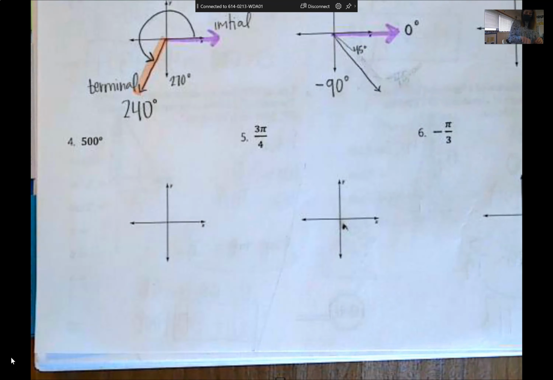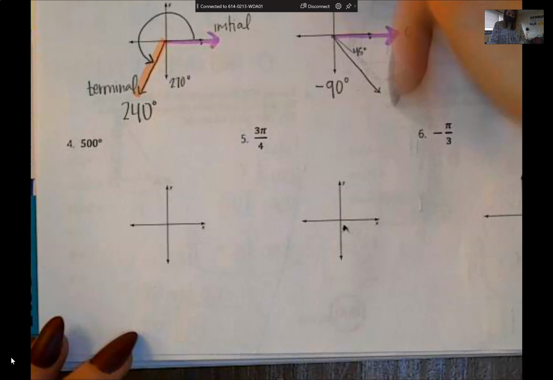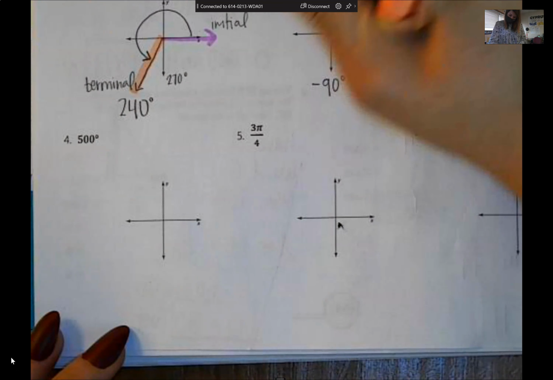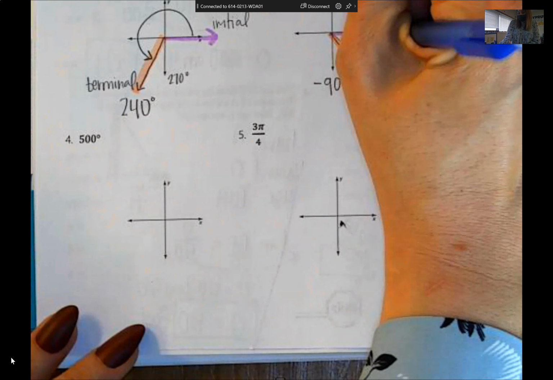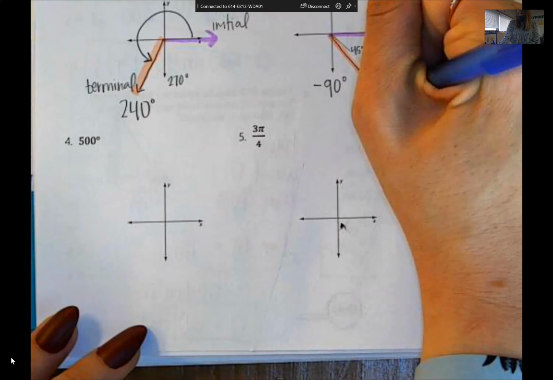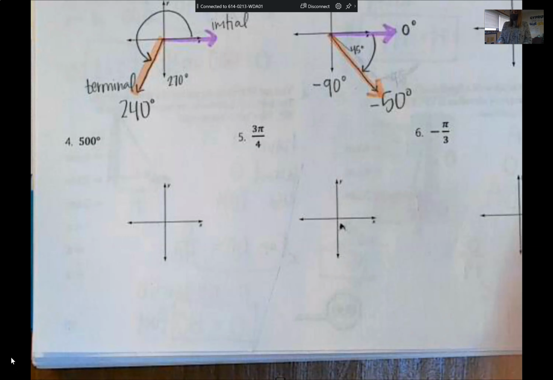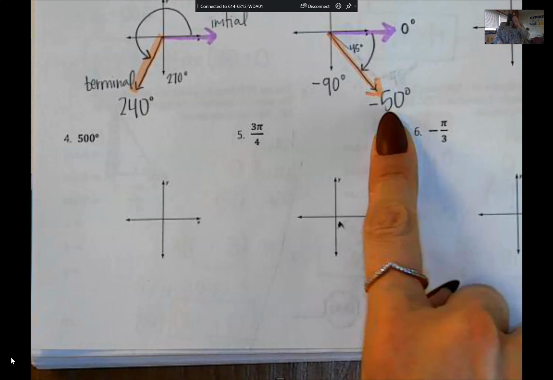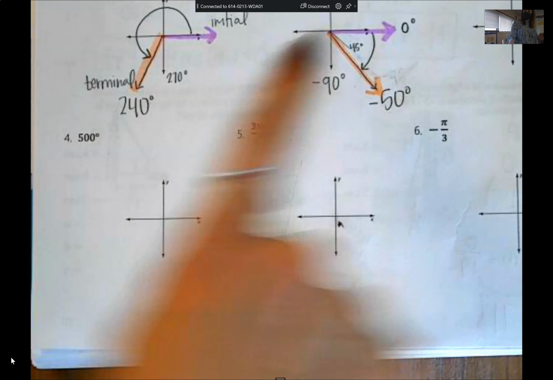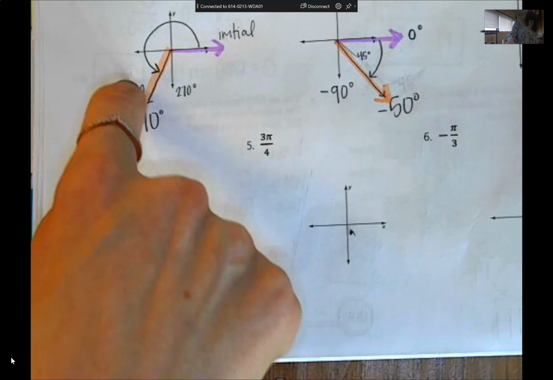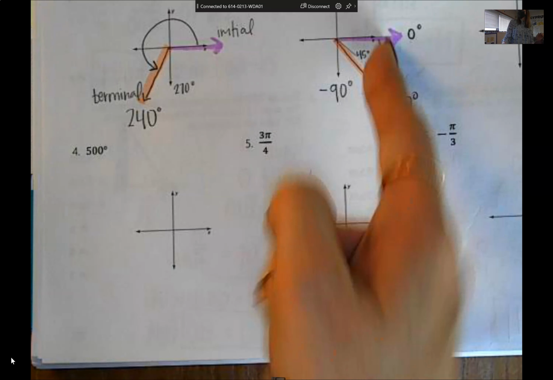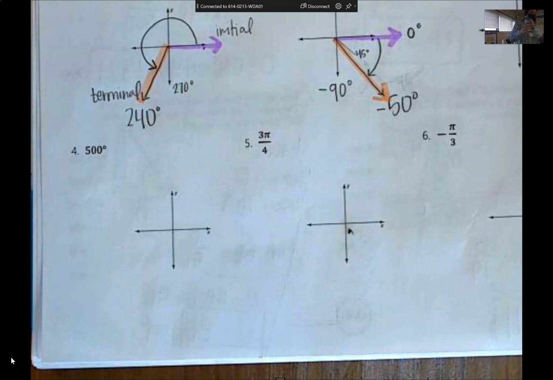So this is now my terminal side. And I'm going to show which way I opened him. I opened clockwise. Make sure you get the negative on your angle. So this angle is opening up, going counterclockwise. This guy's opening down, going clockwise.